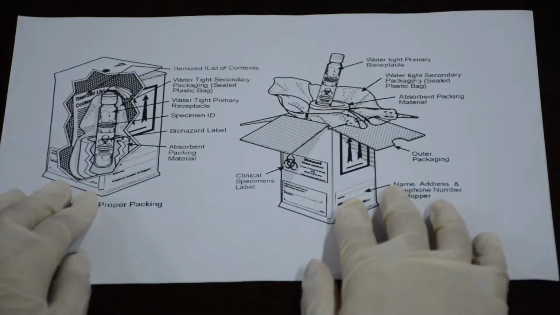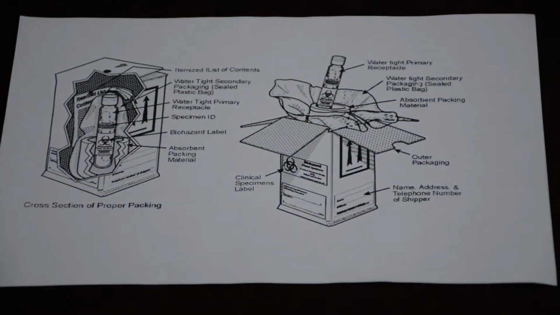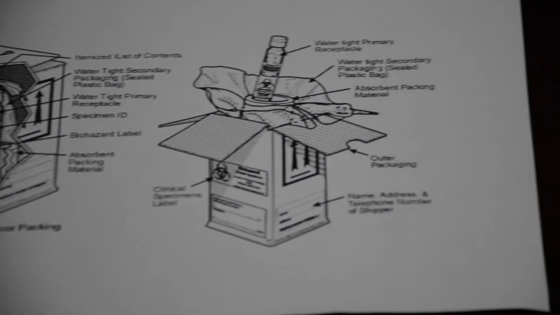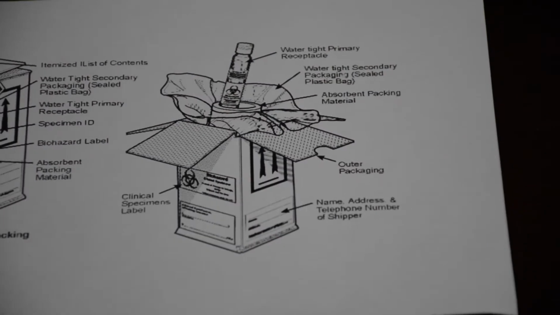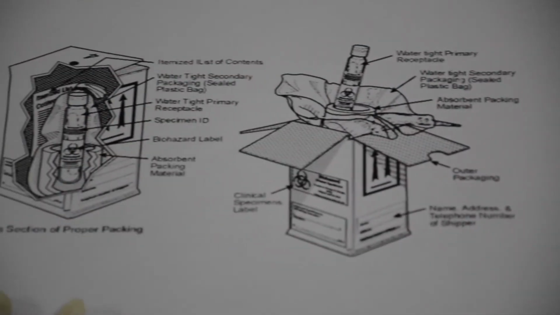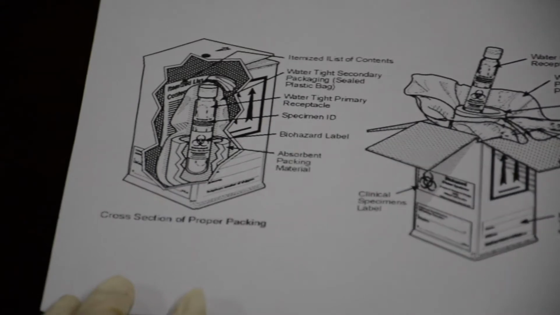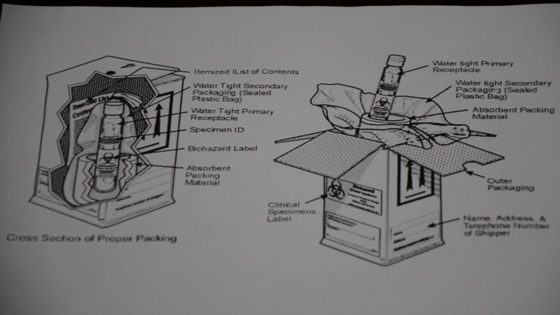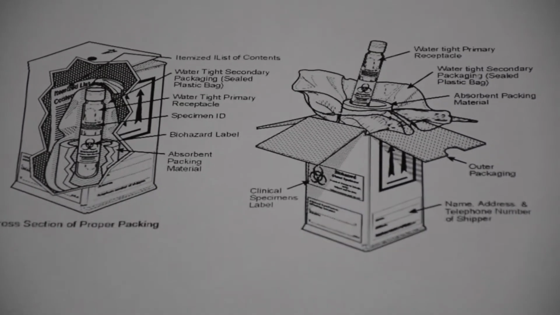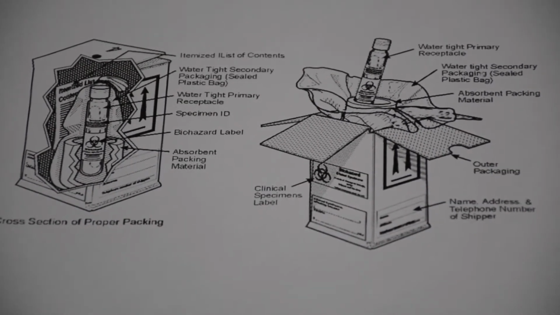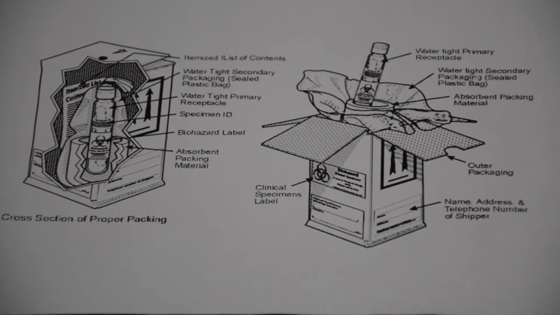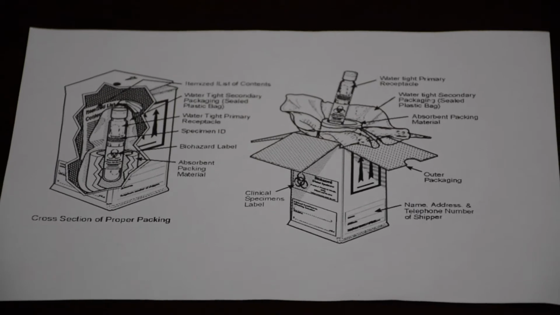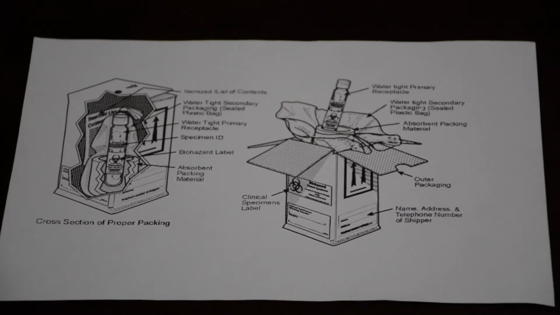Proper packing includes 3 basic elements: watertight primary receptacle, watertight secondary packaging, and durable outer packaging. The primary receptacle contains biological materials. It must be leak-proof and labeled with the name of the contents. The secondary container holds one or more main containers, and should also be leak-proof and waterproof. The outer container should be rigid, with one of its sides big enough to be properly marked and labeled.